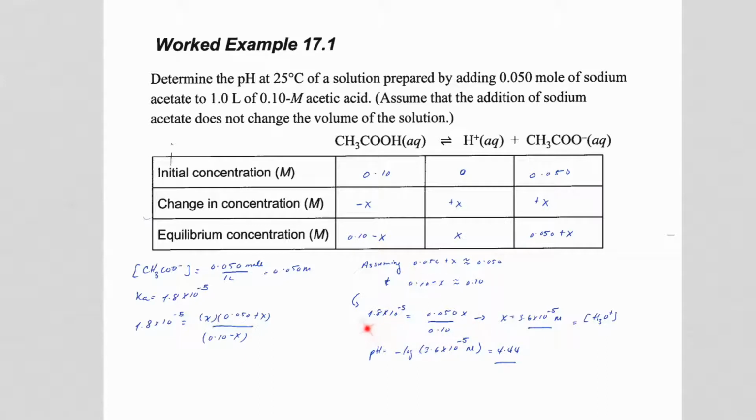We have right here the simplification giving us x as 3.6 times 10 to the minus 5, which is the concentration of our hydronium, which we then plug into our pH expression right here at the bottom to give us a final pH of 4.44.